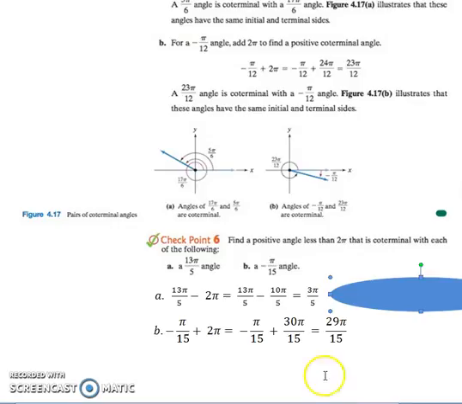It didn't say you had to graph these. I think up here they were just showing you how that works. If you wanted to graph them, you could, but you would notice that negative pi over 15 would be clockwise, 1 pi over 15. And then this would be counterclockwise, 29 pi over 15, and they would land in the same spot.